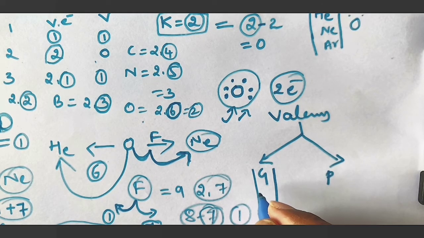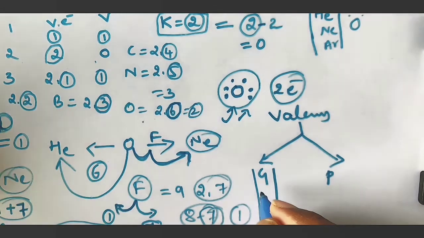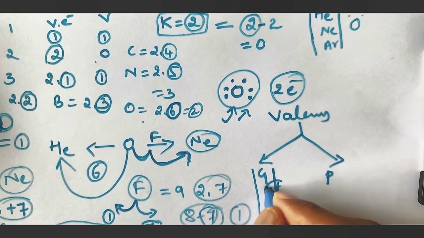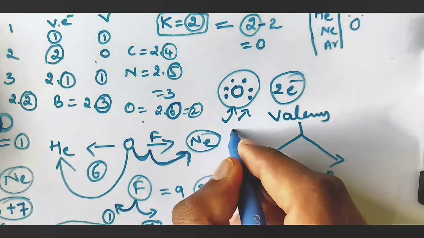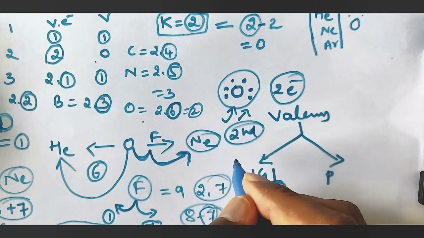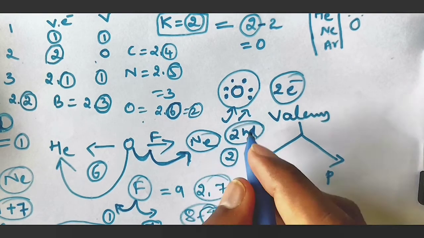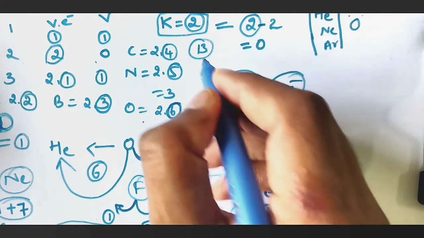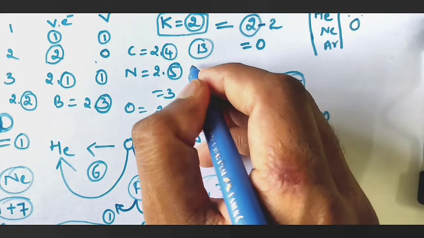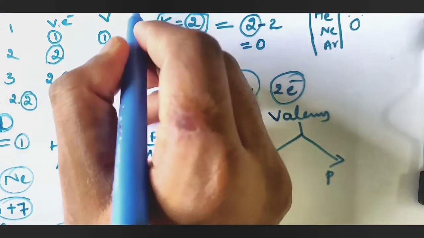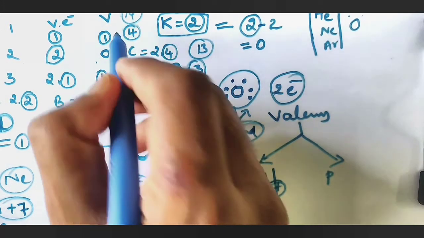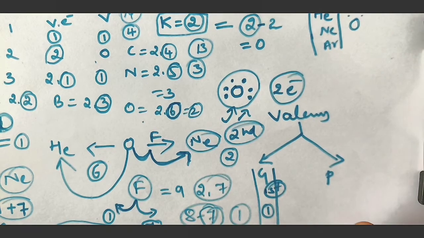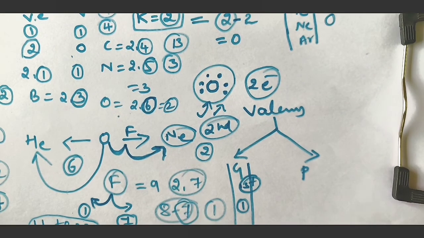So all the elements of a group of the periodic table have the same number of valence electrons. For example, all the first group elements have valency 1. All the second group elements have valency 2. All the 13th group elements have valency 3. All the 14th group elements have valency 4. Clear, children?